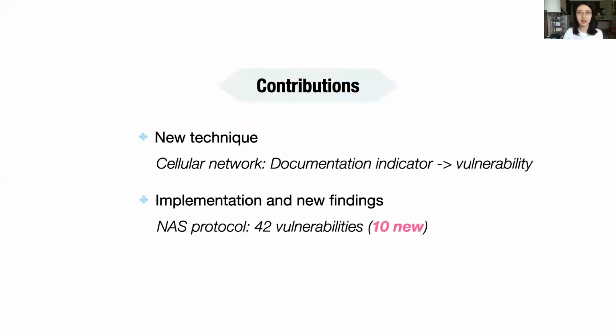Finally, let's summarize our contribution. First, we provided a new technique to discover cellular network vulnerabilities. We extracted the indicators from the documentation and used them to guide the vulnerability discovery. Second, we implemented our approach and found 42 vulnerabilities in the real world, including 10 new ones.